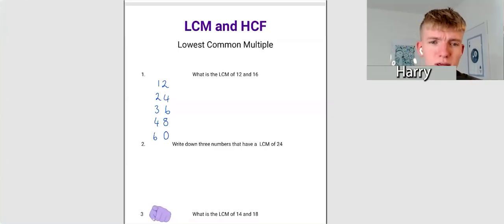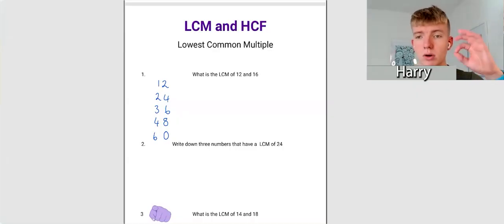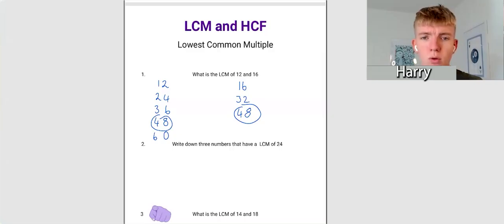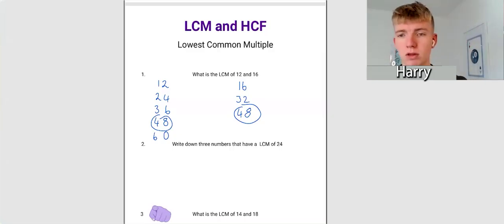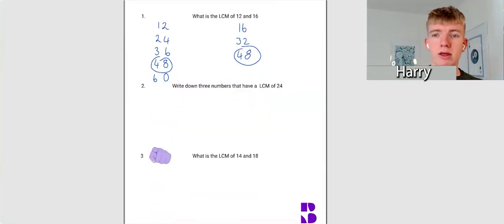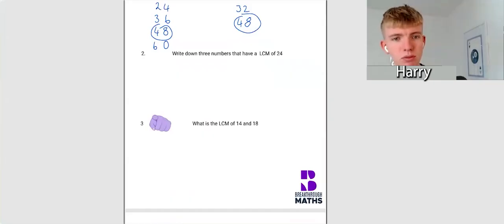I'm going to do the same for 16. And what we're looking for are two numbers that overlap. So 16, 32, 48. And boom, there we are. We've got 48 here and we've got 48 over here. Therefore, our lowest common multiple is going to be 48. So essentially, the lowest common multiple is the smallest big number. Highest common factor is the biggest small number. If that made absolutely no sense, ignore me. But that is the way I think of it, and it normally goes quite well.